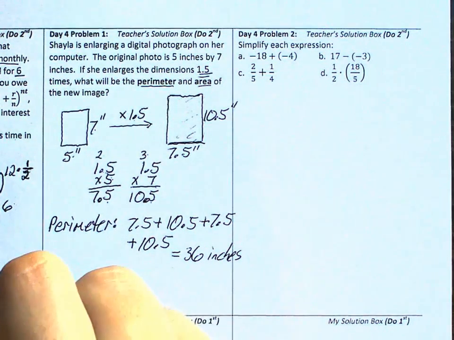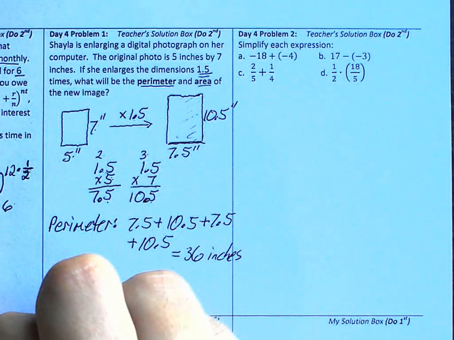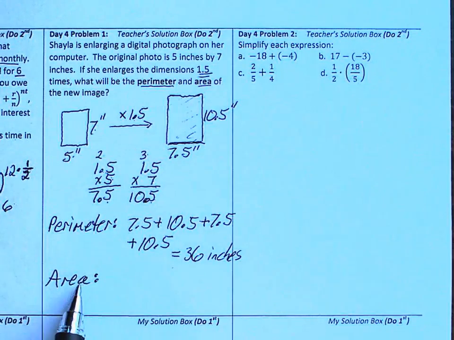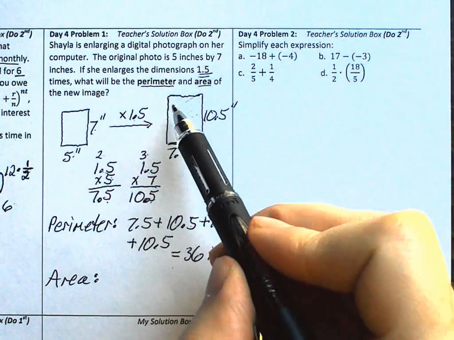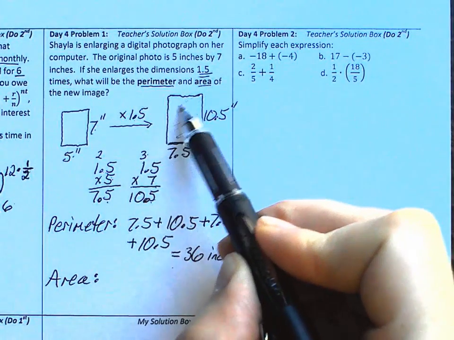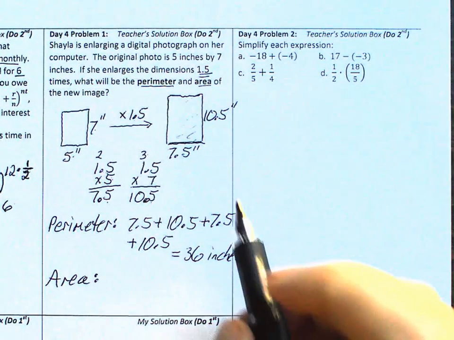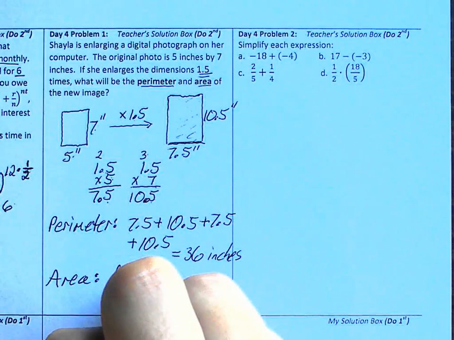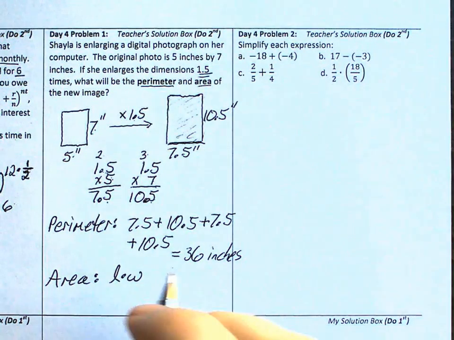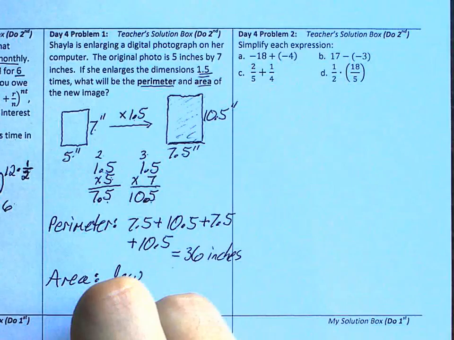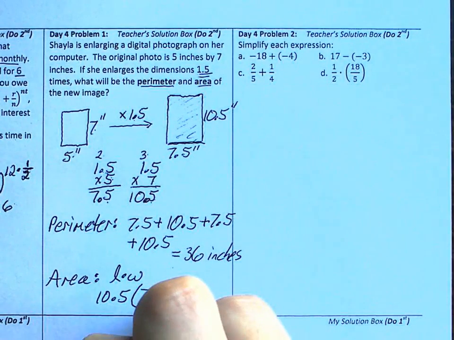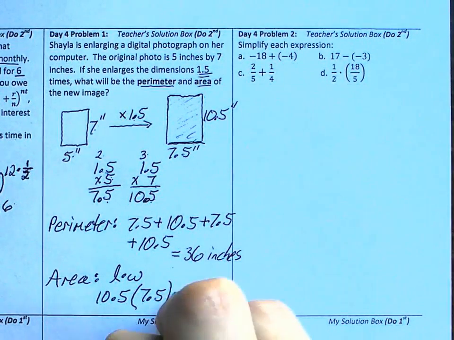Okay. Now let's get area. Well, it's 36 inches around the outside. That's what perimeter is, but area is referring to how much space this photograph has. And to find the area of any rectangle shape, we can go length times width. And so that would be figuring out 10.5 times 7.5. That'll get us the area of our shape.